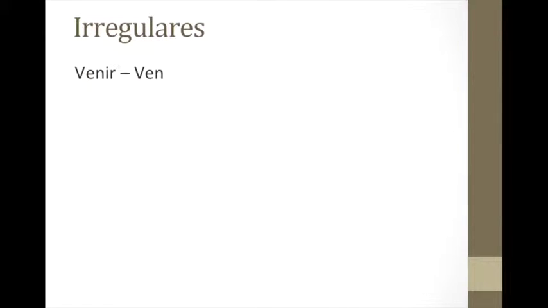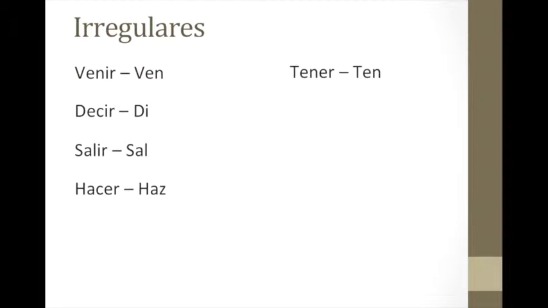There are irregulars. There are eight irregulars. Venir becomes ven. Decir becomes di. So if you wanted to say or tell, we'd say di. Salir becomes sal, to leave. Hacer, to do or to make, becomes haz. Tener, to have, becomes ten. Ir, to go, is conjugated as ve. Poner, to put, pon. And ser, to be, sé with an accent.